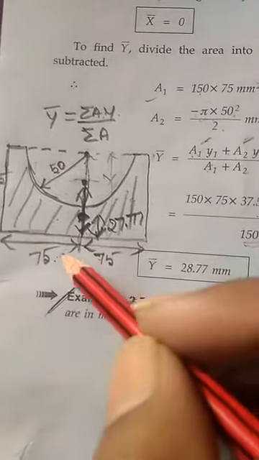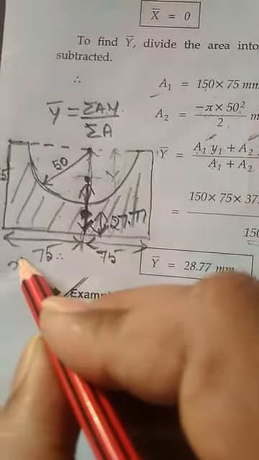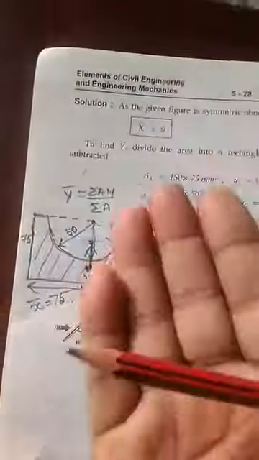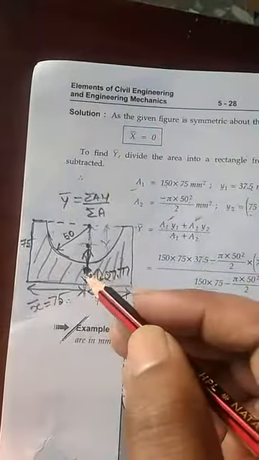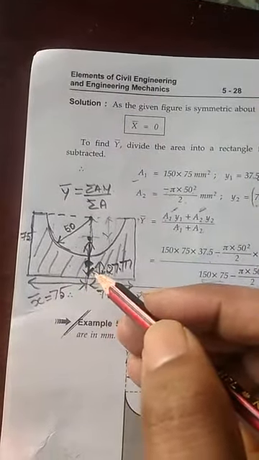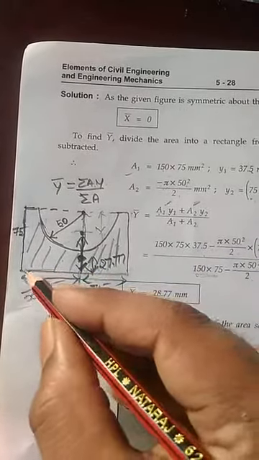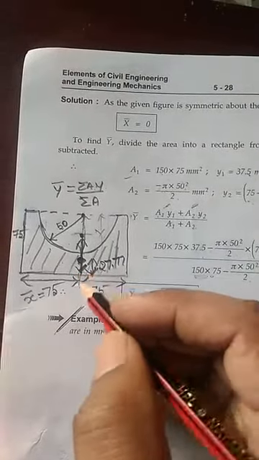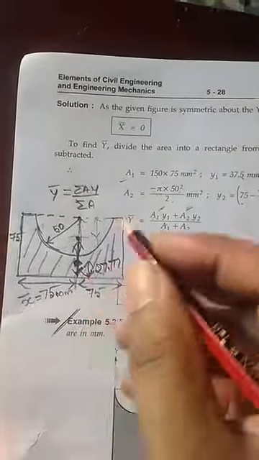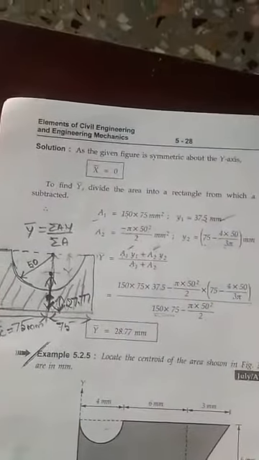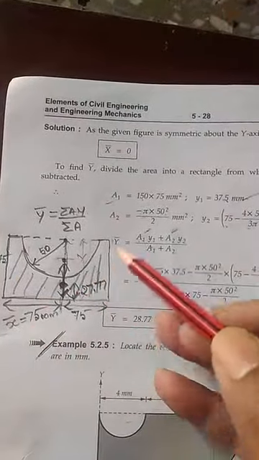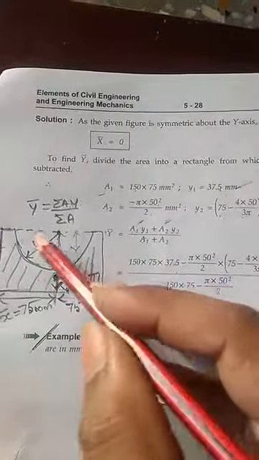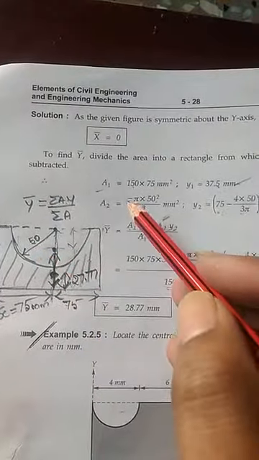Okay, so x bar is 75, because it is symmetrical. If you fold like this, it is symmetrical, so that's why it comes to 75 from this corner, and the height is 27.77 mm. So this is how we have determined the centroid of this hatched section. Don't forget this semicircle portion has to be removed. How to remove it? Just use the minus sign, that's all.